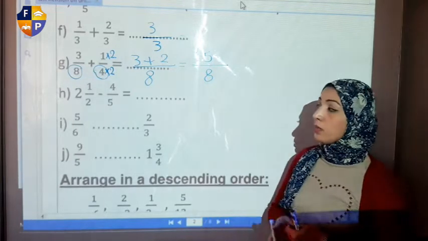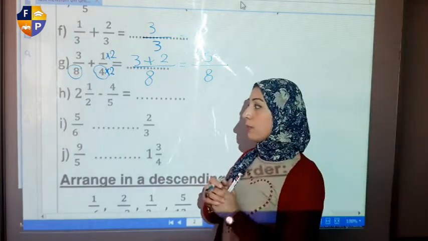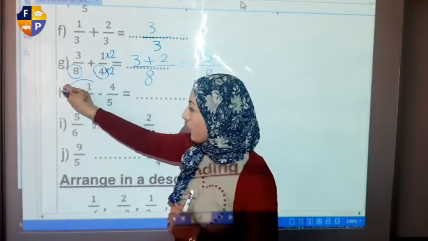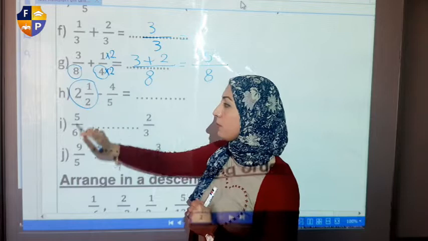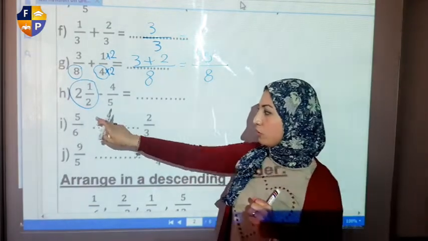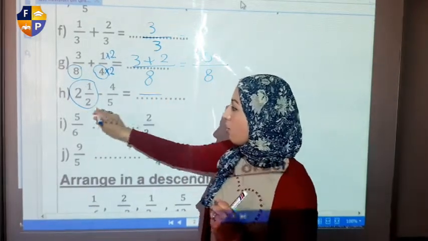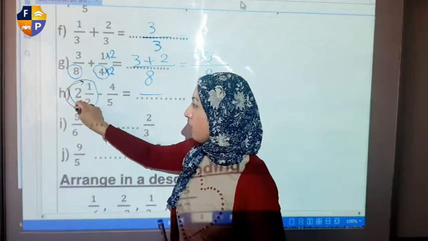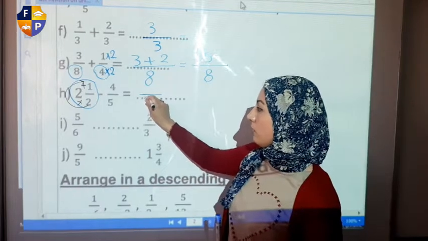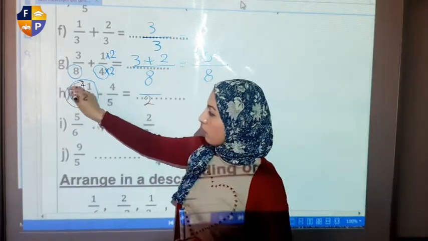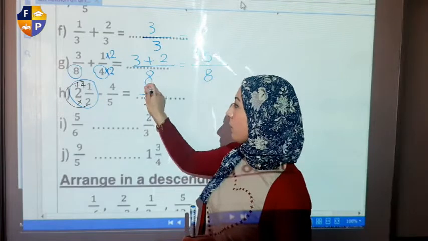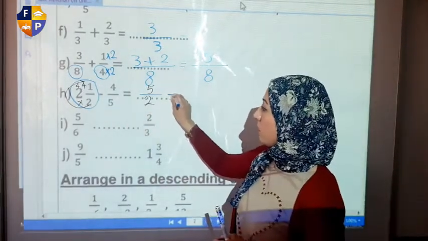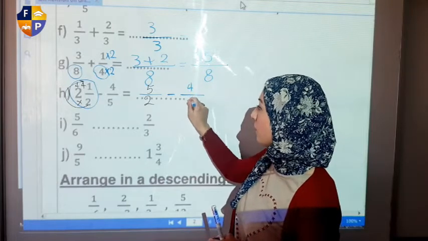Next one, here we have 2 and 1 over 2 minus 4 over 5. Here we have a mixed number. First, we have to change this mixed number into a fraction. So we have to change this fraction like this. Half circle by plus. We will write 2 in the denominator. 2 by 2 equals 4 plus 1 equals 5. So 5 over 2 minus 4 over 5.